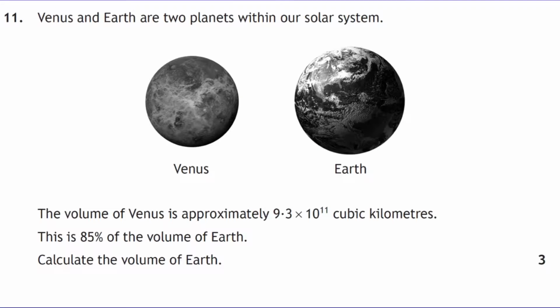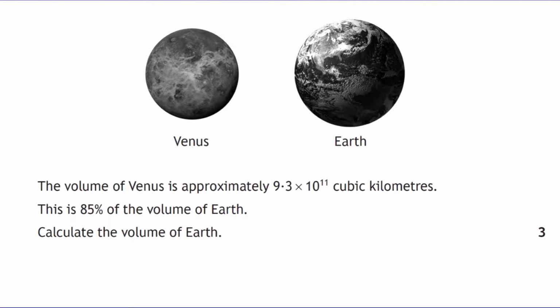Okay, question 11. Venus and Earth are two planets within our solar system. The volume of Venus is approximately 9.3 times 10 to the 11. So a little bit of standard scientific notation. Sorry, I got my words mixed up there. 9.3 times 10 to the power 11. This is 85% of the volume of the Earth. So Earth's going to be bigger because Venus is only 85% of the size of Earth.